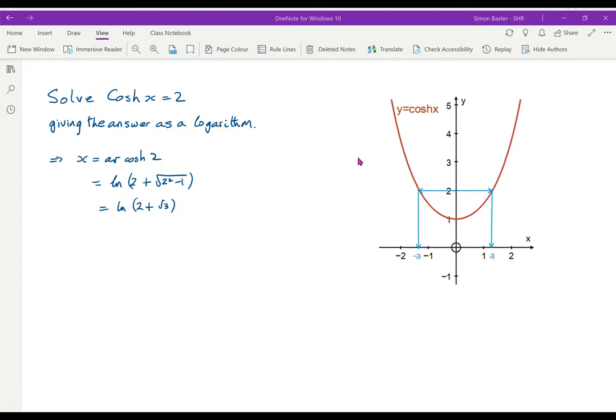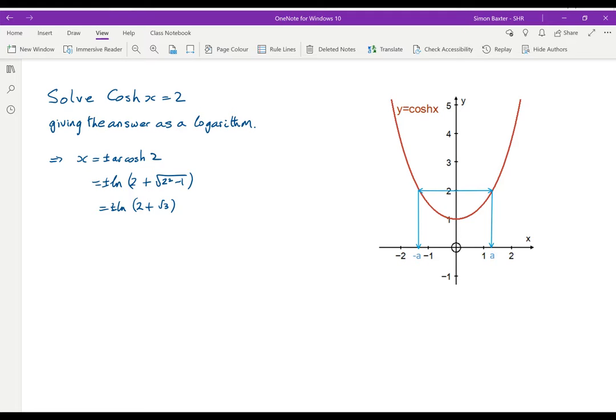And if we're trying to solve cosh x equals 2, here's cosh x equals 2, there are two answers, plus or minus a. So instead of x equals arcosh 2, I should really be writing plus or minus arcosh 2. So that is somewhere where we have to be just a little bit careful.